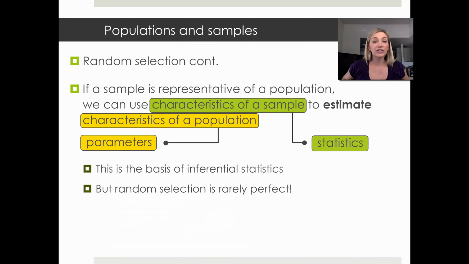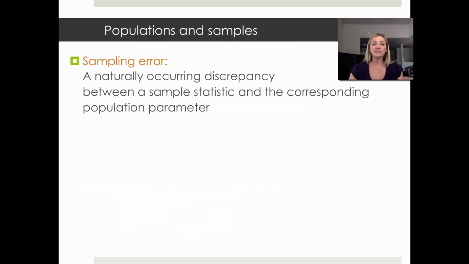Okay, so random selection is great. It certainly increases our likelihood of having a representative sample, but it's not perfect because of something called sampling error. Sampling error is something that naturally occurs. It doesn't mean you goofed up in your study. It happens all of the time to everyone, even the best researchers. It is a discrepancy or a difference between a sample statistic and the corresponding population parameter. In other words, it's a difference or an error between information about your sample and information about the population.